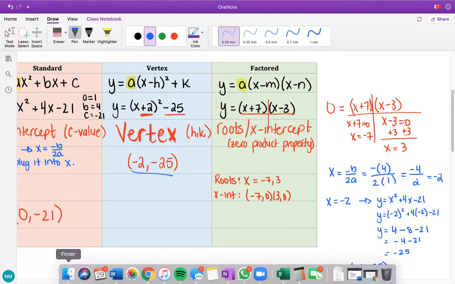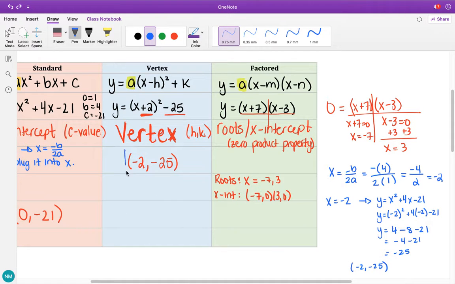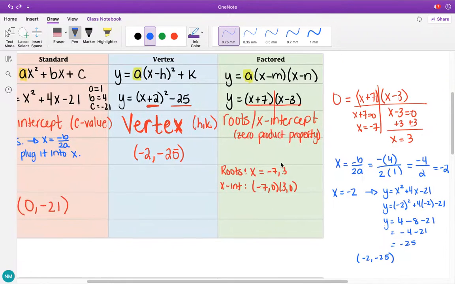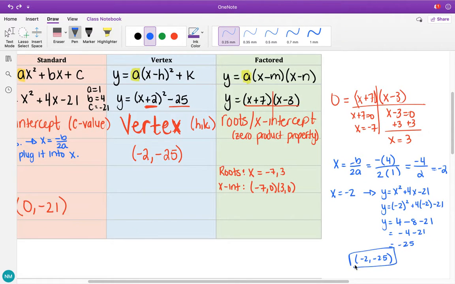So weird. Same exact thing. So you get the same thing. Obviously, they're the same function. Remember we spoke about it. These three are equivalent. They're just in different forms. But you get the same vertex, because in vertex form the vertex is already given. But you can still find your vertex if it's given in standard form.